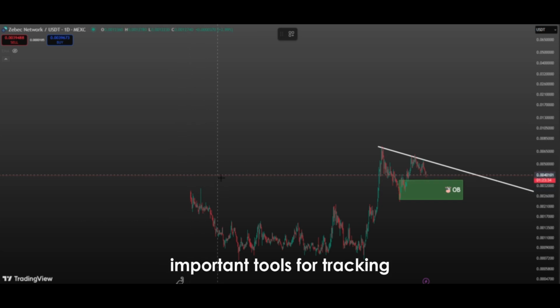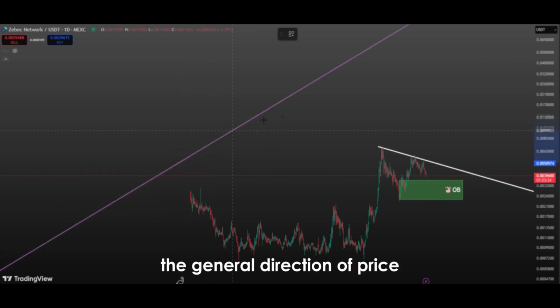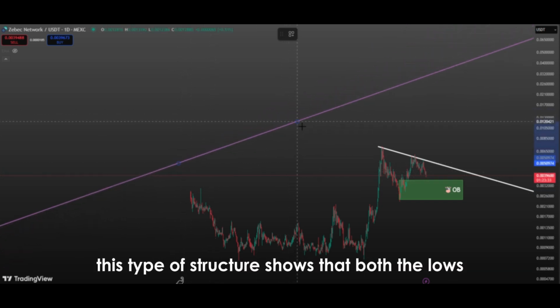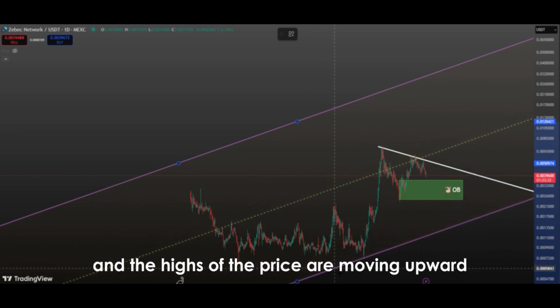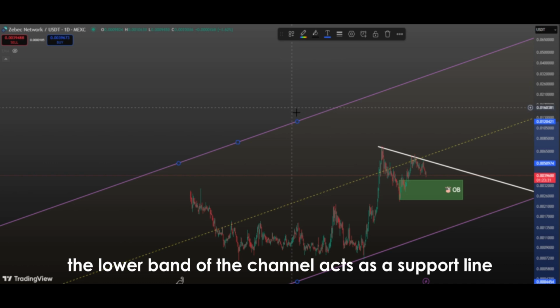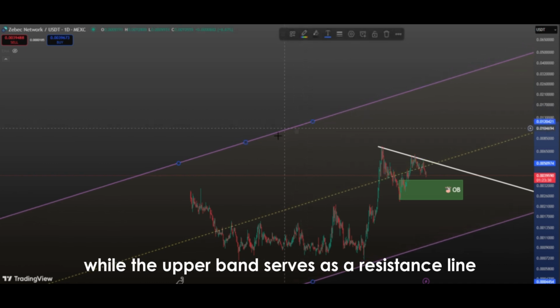An ascending channel formation is one of the most frequently used structures in technical analysis and serves as one of the most important tools for tracking the general direction of price. This type of structure shows that both the lows and the highs of the price are moving upward in parallel. The lower band of the channel acts as a support line, while the upper band serves as a resistance line.